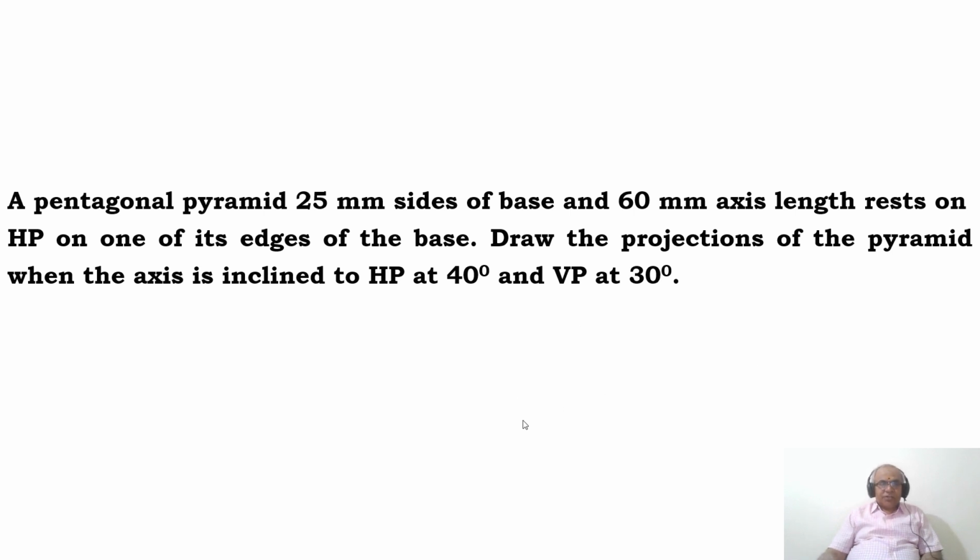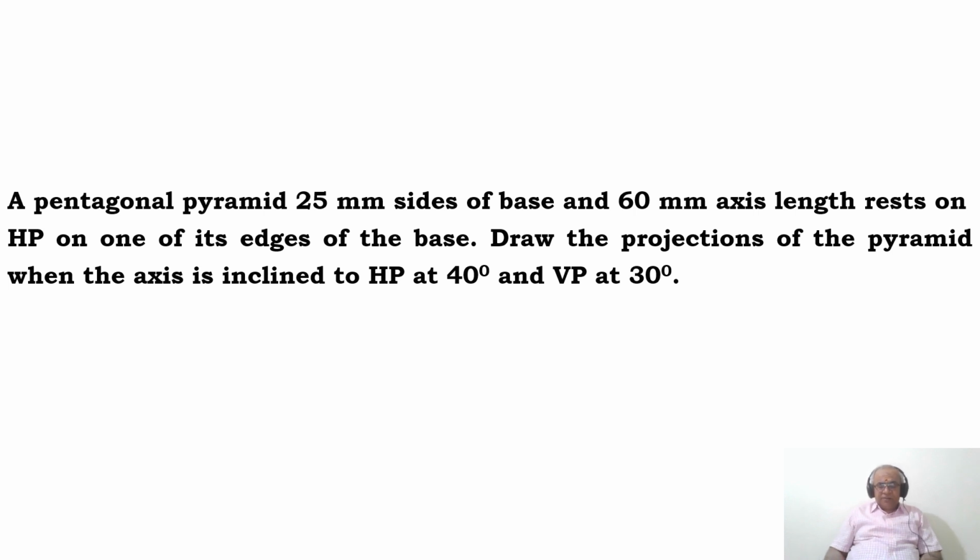So first I want to start with how to take the initial position. Since it is a pentagon, the side opposite is going to be a corner. So one side is going to be the edge and the other side is going to be the corner. Whether it is resting on HP on one of its edges or the corner, always you have to take the initial position such that one of the edges is perpendicular to VP.